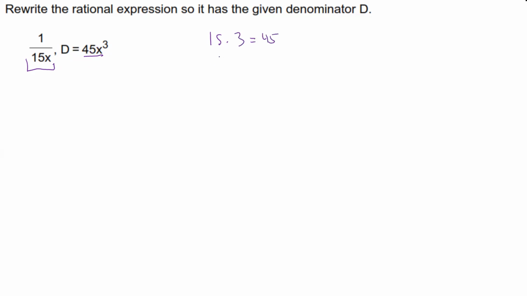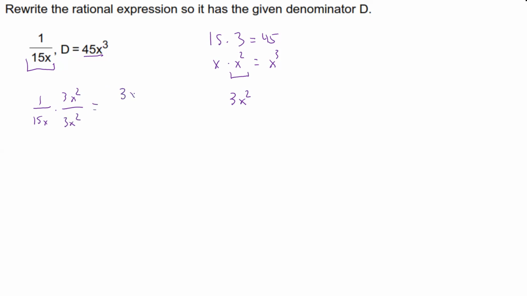And here we have x, but we have to multiply by something to get to x cubed. Well, we have to multiply by x squared. So what we really have to do is we have to do everything in this column. So we have to multiply by a 3x squared to get from here to here. So 1 over 15x times, well, what we do in the denominator, we also have to do in the numerator. So we have to multiply by 3x squared over 3x squared.